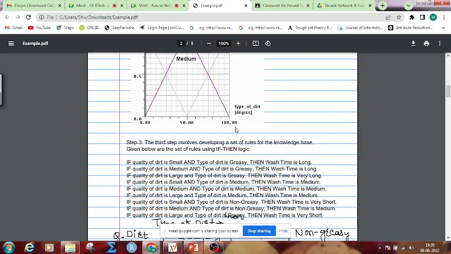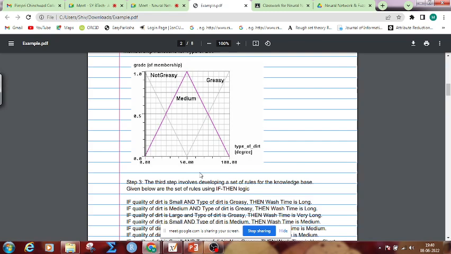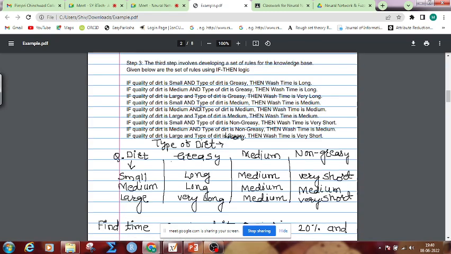Now what is my question? We have three fuzzy classes for input 1 and three fuzzy classes for input 2. If you make the combinations, greasy with large, medium, small, 3; medium with large, medium, small, again 3; not greasy with large, medium, small. Such 9 combinations we can frame, and it gives me these 9 rules. Instead of these 9 rules, such a table will be given to you.